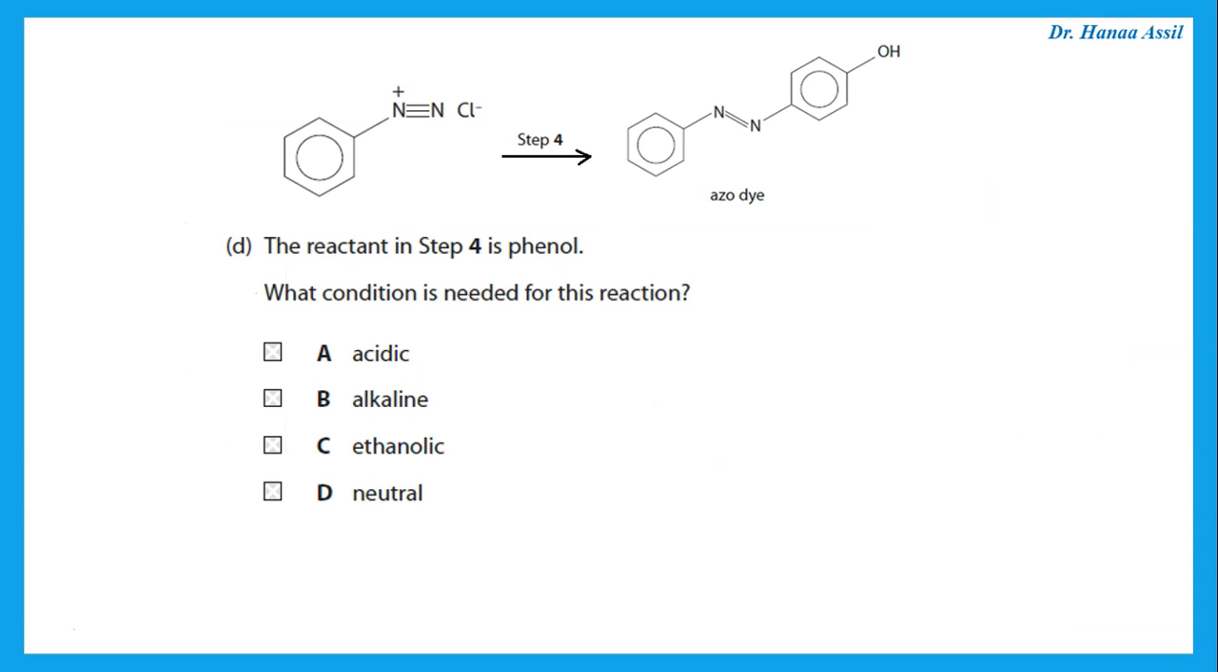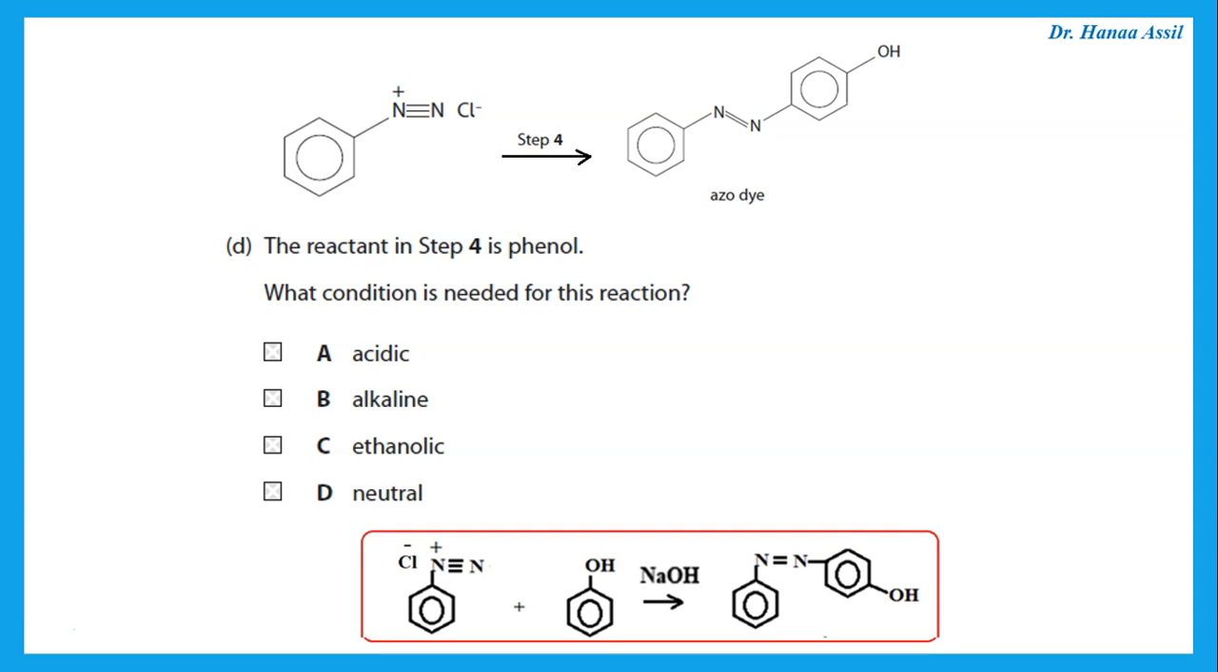Then the diazonium salt in step 4 goes to azo dye. What condition is needed for this reaction? If I'm trying to prepare the azo dye, that means I'm going to react the diazonium salt with phenol. And this is in alkaline conditions. Remember, we react the phenol with the diazonium salt in the presence of sodium hydroxide in order to attach that benzene with an OH to the diazonium salt. This happens in alkaline conditions.